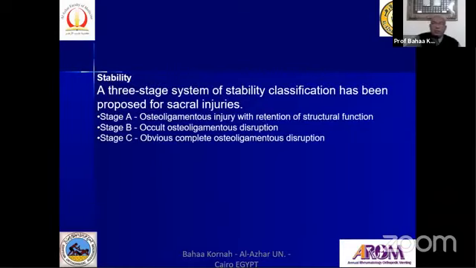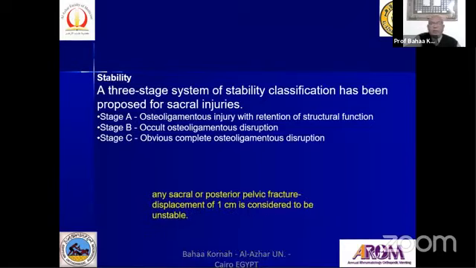What about the stability of the fracture? A 3-stage system of stability has been proposed for sacral injury, classifying the patient as either stable or unstable. Stage 1 is osteoligamentous injury with retention of structural function, stage 2 is occult osteoligamentous disruption, and stage 3 is obvious complete osteoligamentous disruption. This is regarding stability. We have a classification of the bony injury, we have neurological, and we have stability. Any sacral or posterior pelvic fracture displacement of more than a centimeter is considered an unstable fracture.